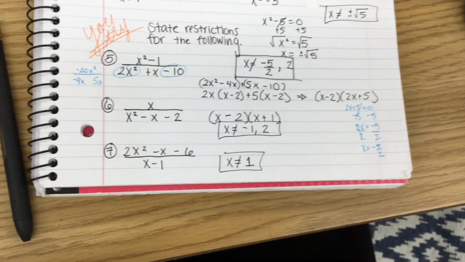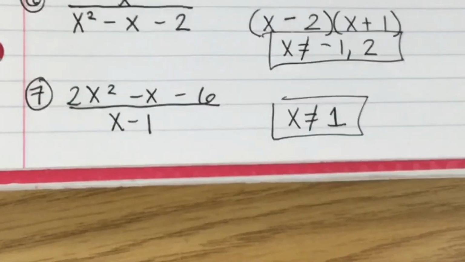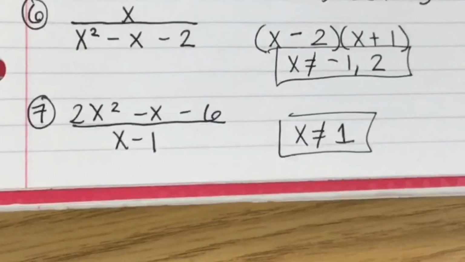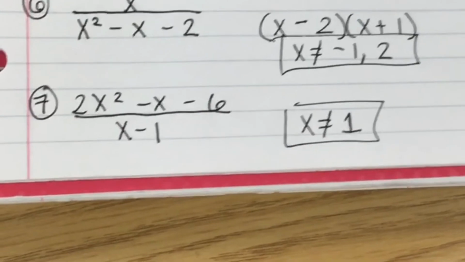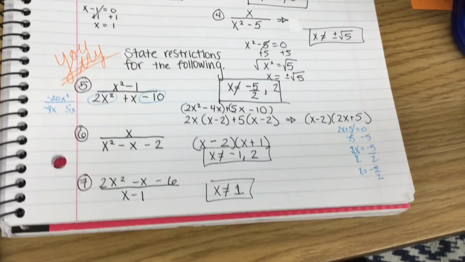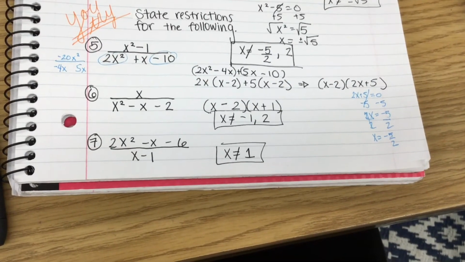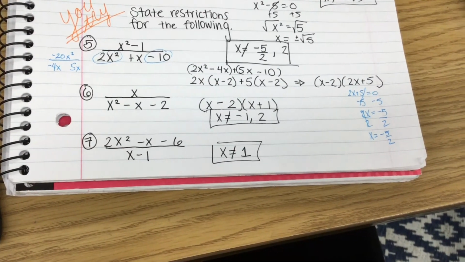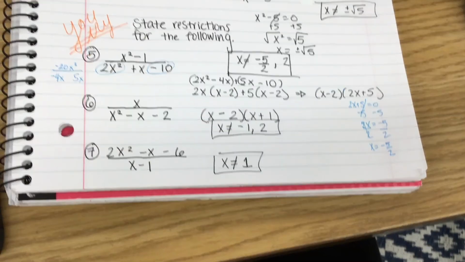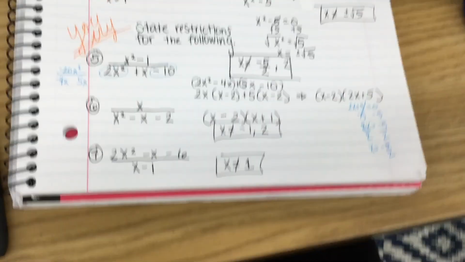And then last but not least, in number 7, x cannot be 1 because if you set that denominator x minus 1 equal to 0, you are going to get 1. So pretty simple. Set your denominators equal to 0. If you need to factor, factor, and then set your denominators equal to 0 to find your restrictions. Once you find your restrictions, you can do whatever else you need to do. Simplify, multiply, divide, whatever you need to do. But you want to state those restrictions first.